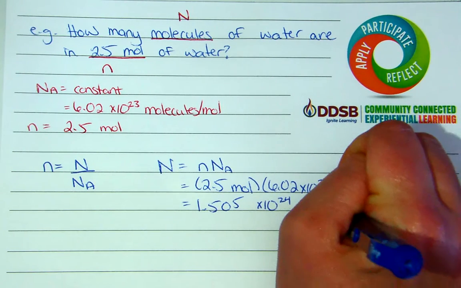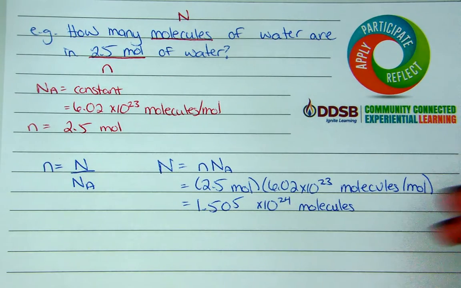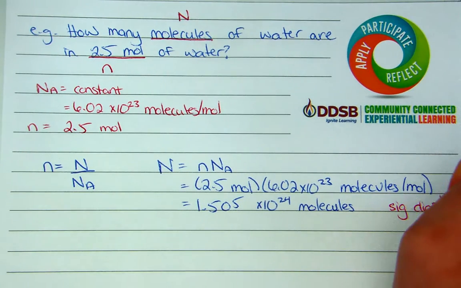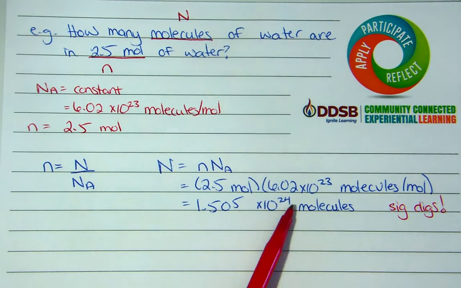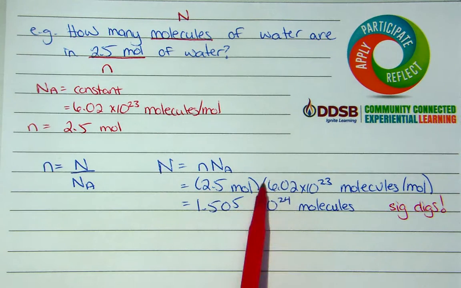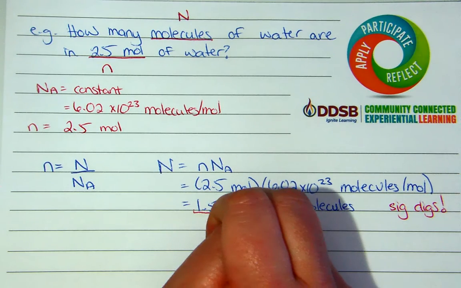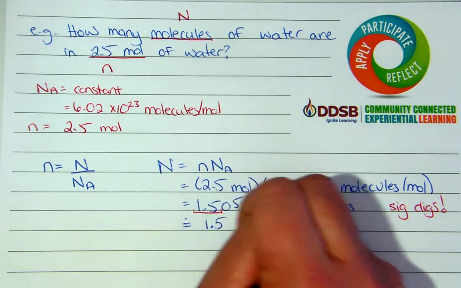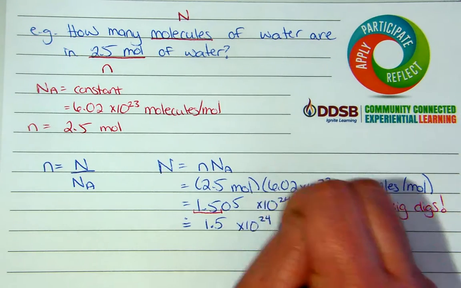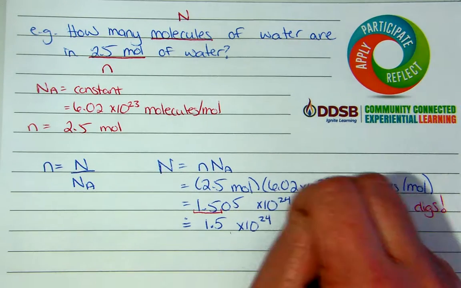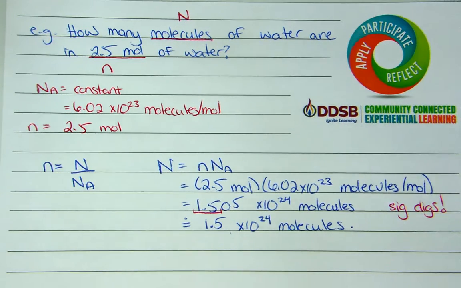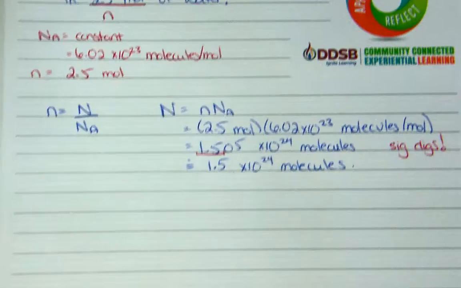And I know it's been several weeks since I've seen you guys, and even longer since we talked about it, but we need to think about sig digs. We're looking at multiplication, so I look for the lowest number of sig digs. I have 2. Here I have 3. So that means my final answer will have 2 sig digs. I'm going to round that to 1.5 times 10 to the power of 24. My scientific notation doesn't count as significant. And there's our first example. Let's try the next one.